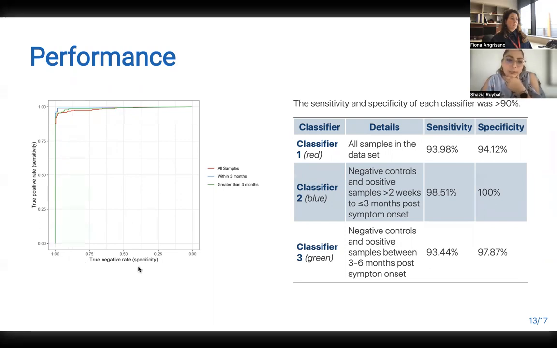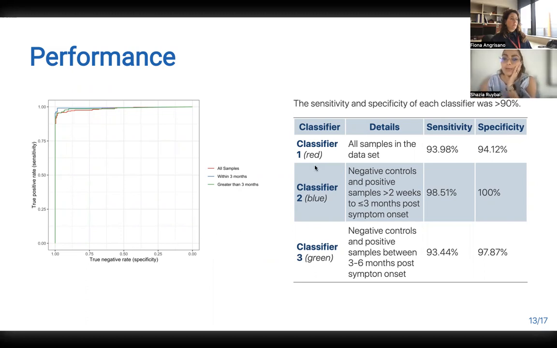And then on the x-axis is the specificity. And this is actually 1 minus specificity, I think. And it's the true negative rate. So what percentage of the time are we actually classifying negative samples correctly as negative samples? So that's sort of like the opposite of a false positive rate.